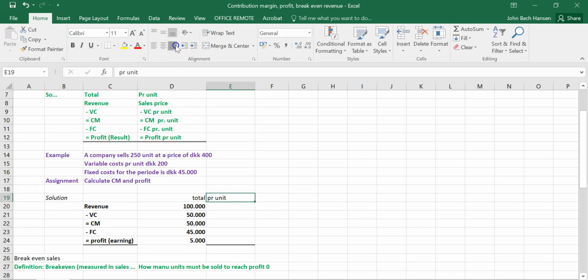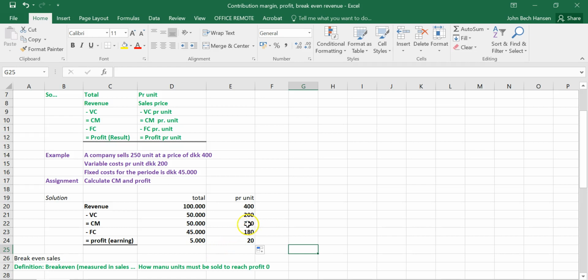And it's just to divide these with 250. And I can drag this down. So the profit per unit is 20. The contribution margin per unit is 200. And the fixed cost per unit is 180.